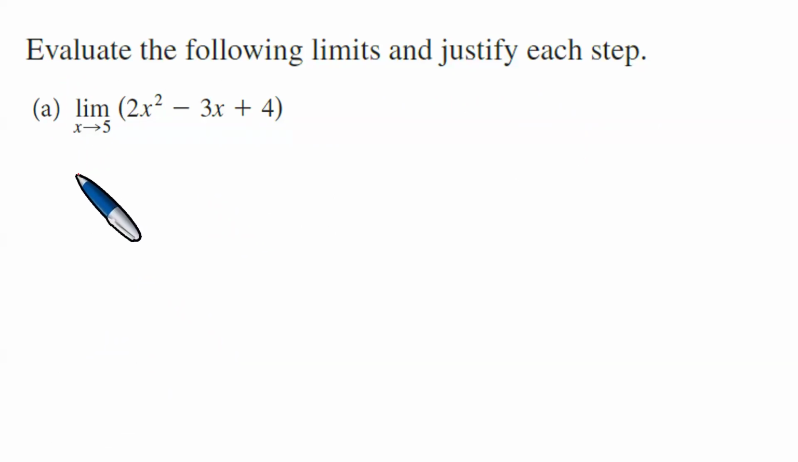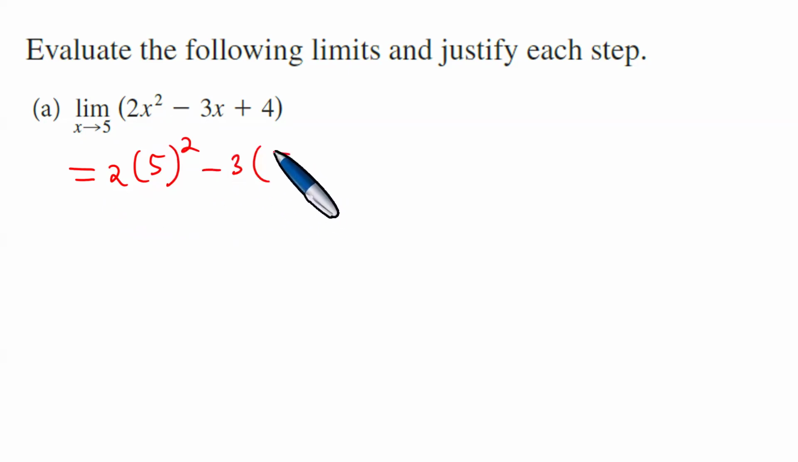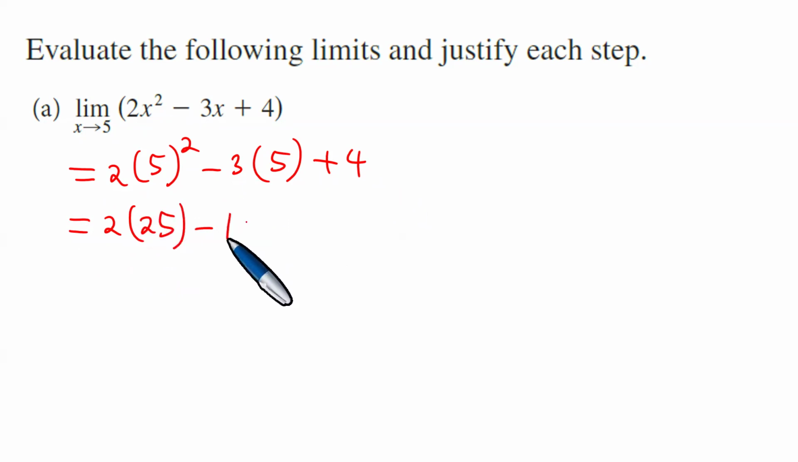Let us look at this one. How do we find the answer to this one? What would you suggest we do? Substitute. You take the limit as x approaches 5. So we have 2 times 5, we square that, minus 3 times 5 plus 4. 5 squared is exactly 25, minus 15 plus 4.